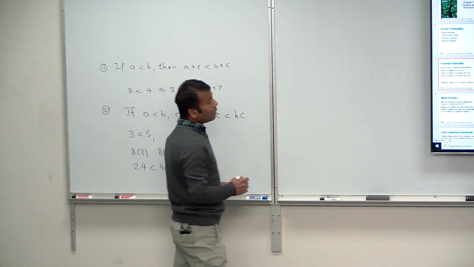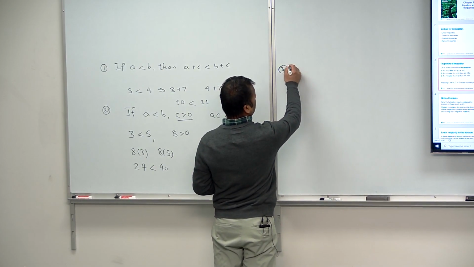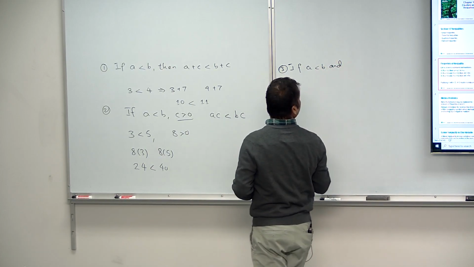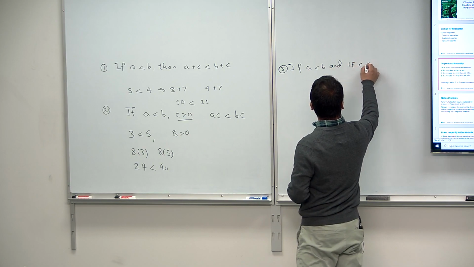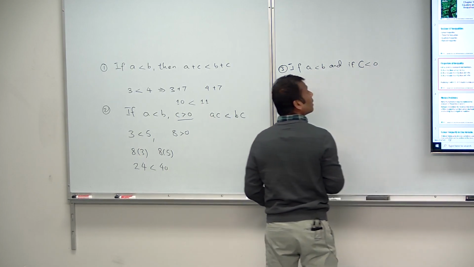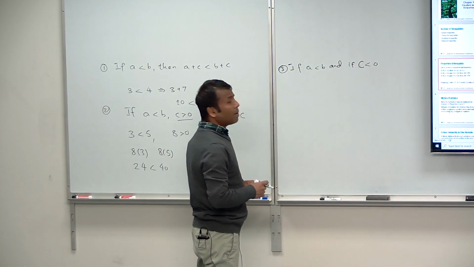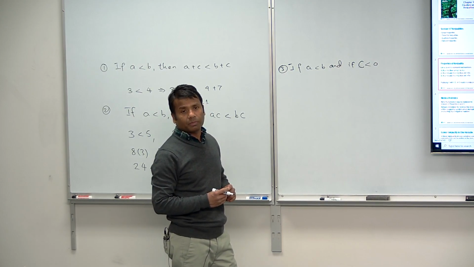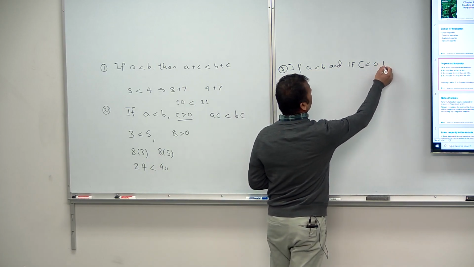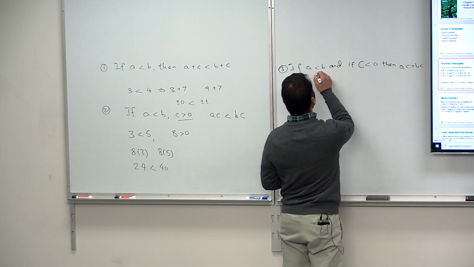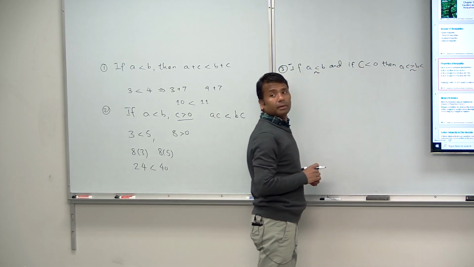And property number 3, you see, if A is less than B and if C is negative, and you multiply both sides by C, then what will happen? You have to reverse the inequality sign. You have to switch. Then AC is greater than BC. You see here less than, but here what do you see? Greater than. That makes sense?